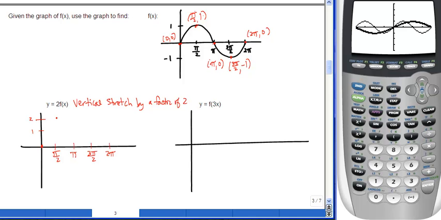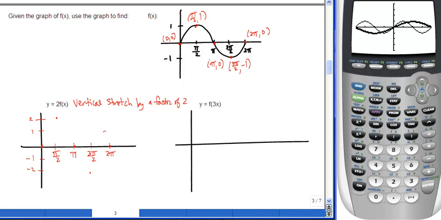If we go to pi comma 0, this has a y value of 0, so when I multiply that by 2, that's going to stay 0, and the x value is not changing. If I go to this dot, 3 pi over 2 comma negative 1, it has a y value of negative 1. If I multiply that by 2, now it's going to go down to negative 2. So the x value is still 3 pi over 2, but the y value is at negative 2. And finally, 2 pi comma 0, if I double that 0, it stays 0.